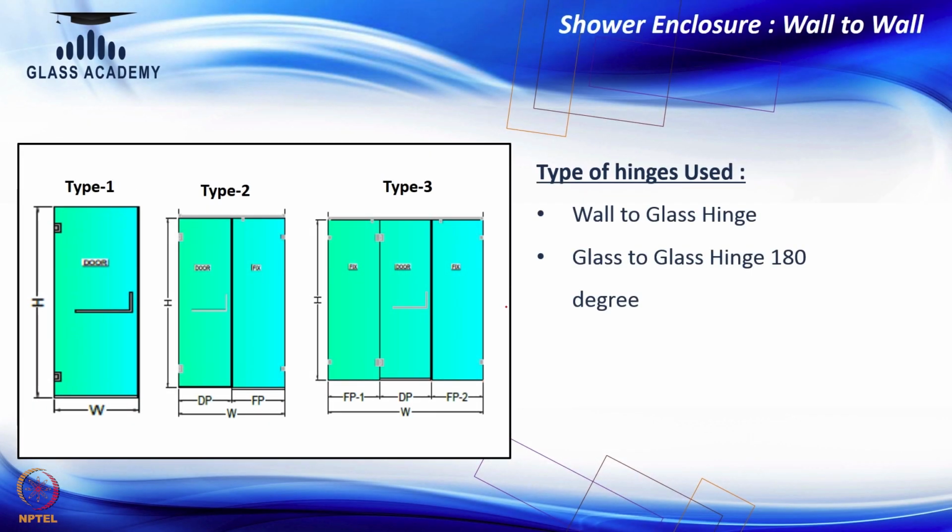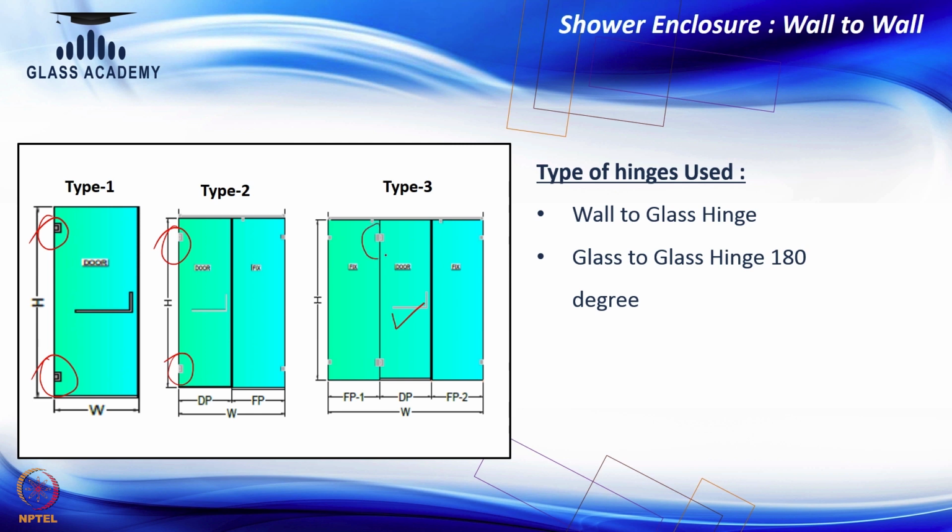Coming to the hinges part, there are two types of hinges being used in this category. The first is wall to glass hinges, which is being used in type 1 also, and in type 2. These are wall to glass. Why wall to glass? You can see the door is being fixed on wall. So, we call it wall to glass hinge. Whereas, in the type 3, you can see the door panel is in center. It means it is being fixed on glass.